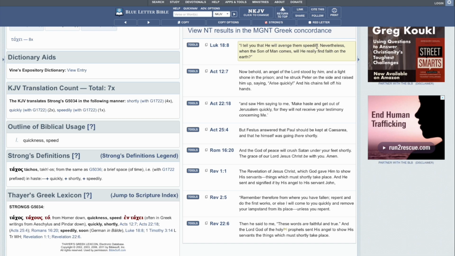Does that mean he'll avenge them really, really quickly, but not for a long period of time? I guess you could make an argument either way there. Maybe not totally clear. I think it means he's going to avenge them quickly after the time of the writing. But let's keep going. "Now behold, an angel of the Lord stood by him, and a light shone in the prison. And he struck Peter on the side and raised him up, saying, 'Arise quickly.'"